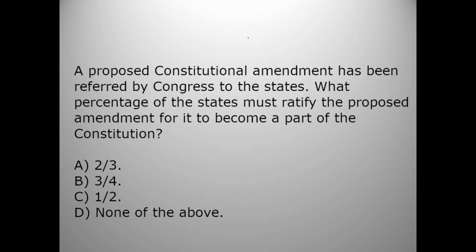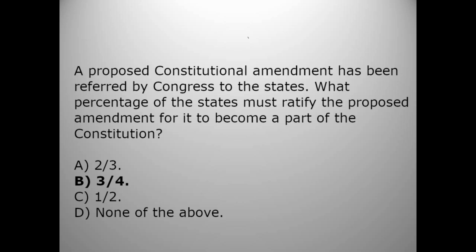A proposed constitutional amendment has been referred by Congress to the states. What percentage of the states must ratify the proposed amendment for it to become a part of the Constitution? You know from our discussion that is 3/4. Most political science teachers will include 2/3 as a choice. While that doesn't apply to ratification, it does apply to proposal, but they are figuring that the student who hasn't really studied is going to get confused. So that's almost always a possible choice. One half is a nonsense choice because that would be a tie vote. And none of the above, well, that catches some confused students too. So that's one possible question.